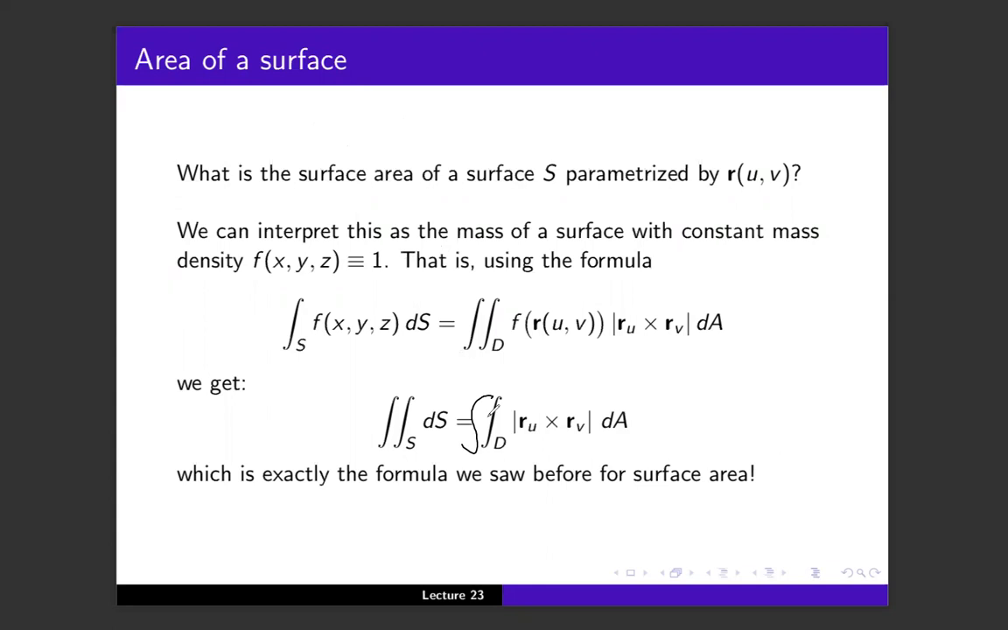But that's exactly the formula that we saw for surface area. So when we consider surface area, we looked at before, well, the surface area is just the magnitude of the cross product of the derivative vectors for the parameterization. But that immediately falls out of this interpretation of the double integral, the surface area integral of the constant function 1. So it's the same exact idea. It's good when two different approaches to a mathematical result give the same result.